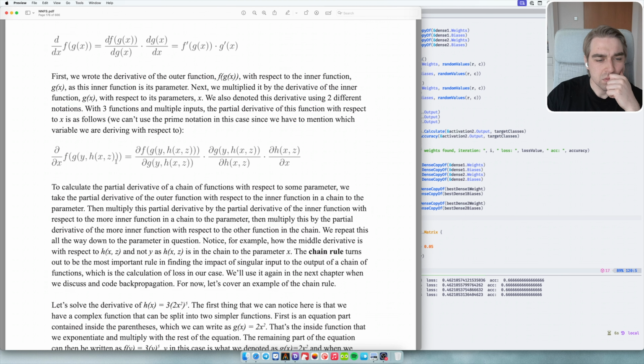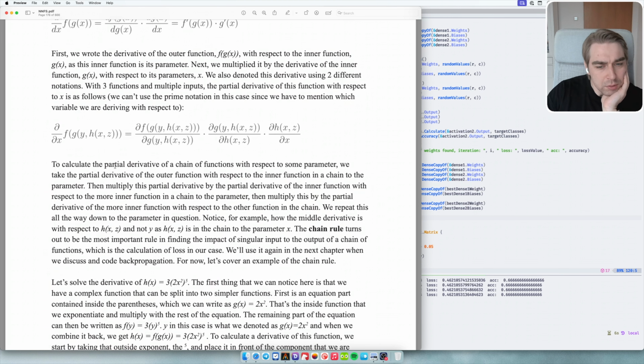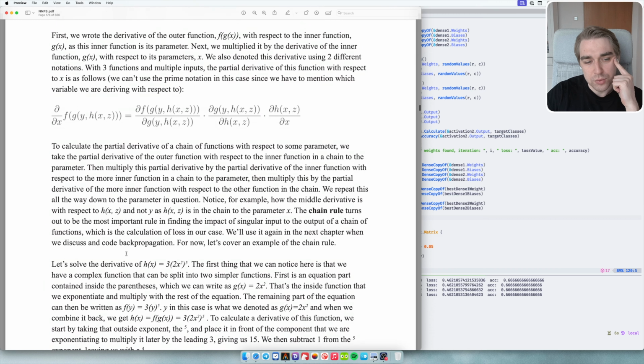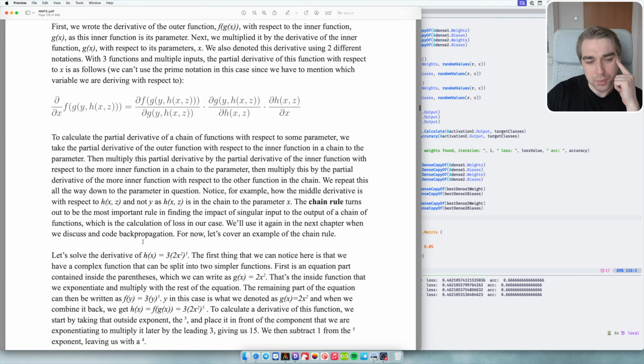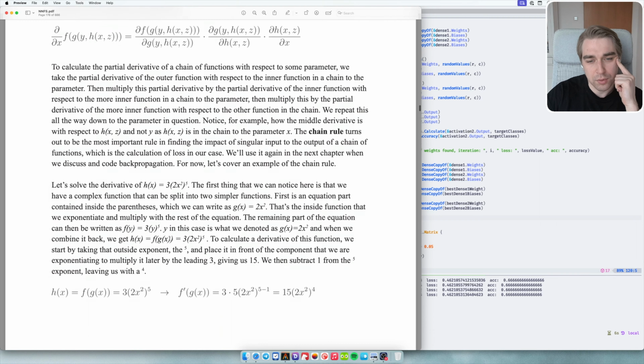The chain rule turns out to be the most important rule in finding the impact of a singular input on the output of a chain of functions, which is the calculation of loss. We'll use it again in the next chapter when we discuss backpropagation. For now, let's cover an example of the chain rule.